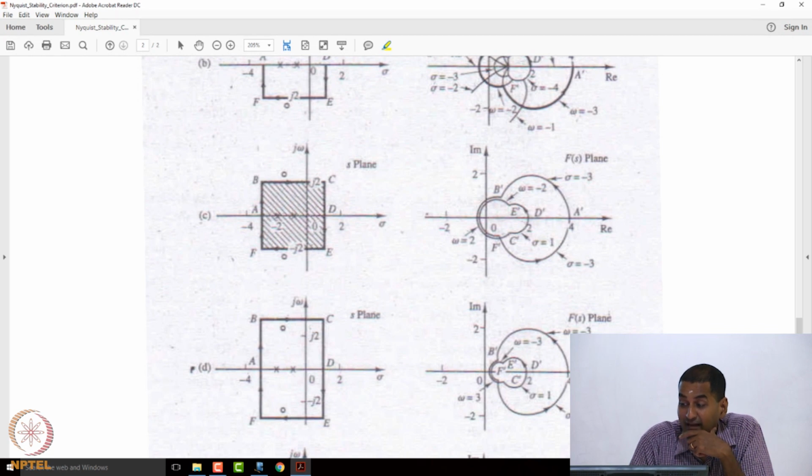Is there a gap between these two curves? Should there be a gap? When you plot, for example, when you go from D prime, E prime, will it overlap with this part of B prime? I want you to figure it out as homework. Please do it, then come back and tell me what your observations are. I hope my question is clear.